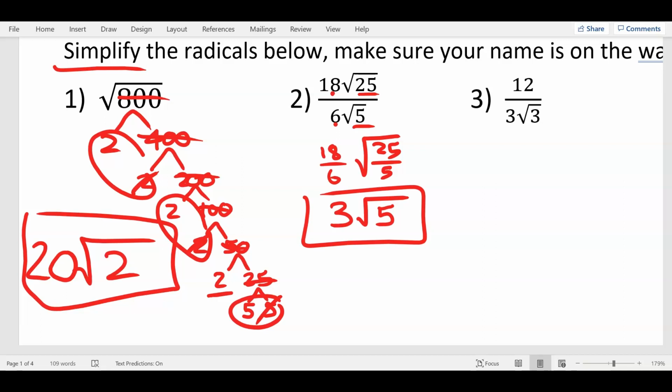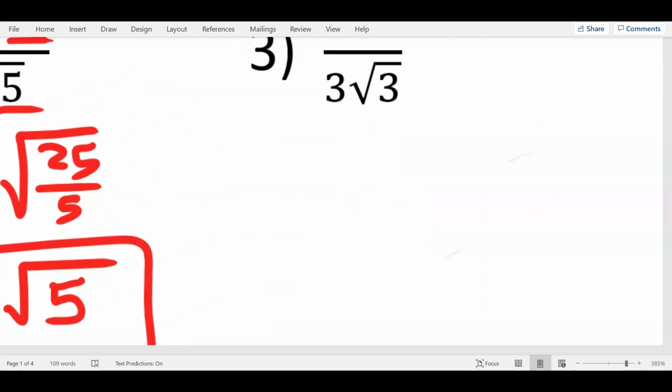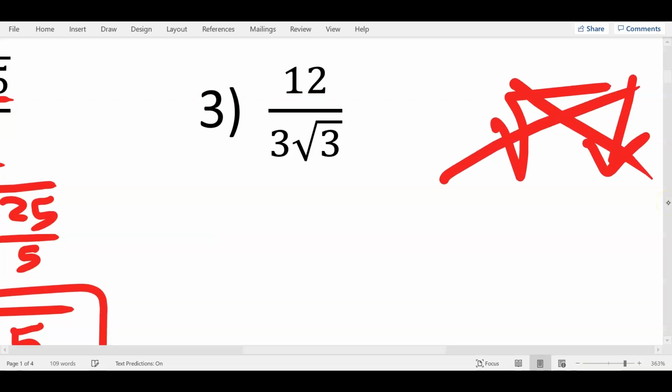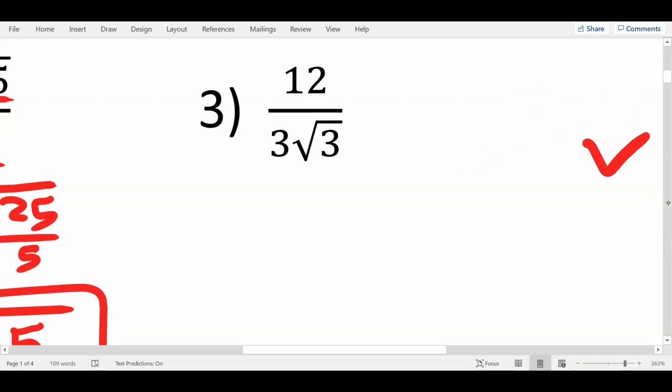Now, here's a challenging one on purpose. What's weird about this that can't happen? Okay, you cannot have this on the bottom. That's a no-no. Okay, no square root sign, no radical on the bottom. But before I mess with that, y'all see there's a 12 on top and a 3, regular 12, regular 3 on top and bottom. Reduce that if you can. Makes your life simpler by simplifying.